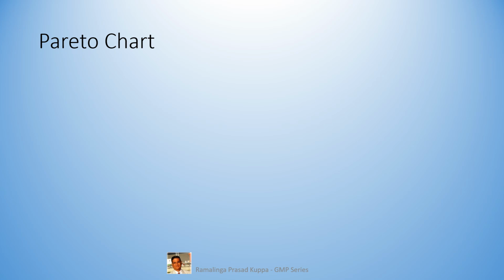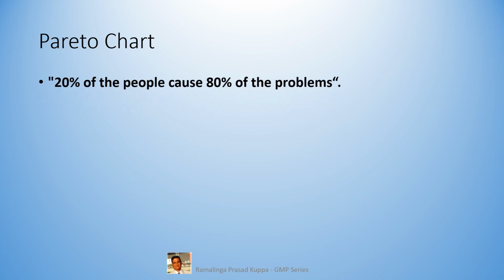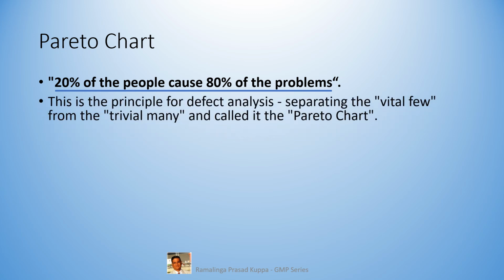Pareto chart: 20% of the people cause 80% of the problems. This is the principle of defect analysis, separating the vital few from the trivial many, and call it the Pareto chart. This is the basic principle in this type of analysis. You may have a handful of people who can adversely influence the other people to make an unrest or a failure of a system.